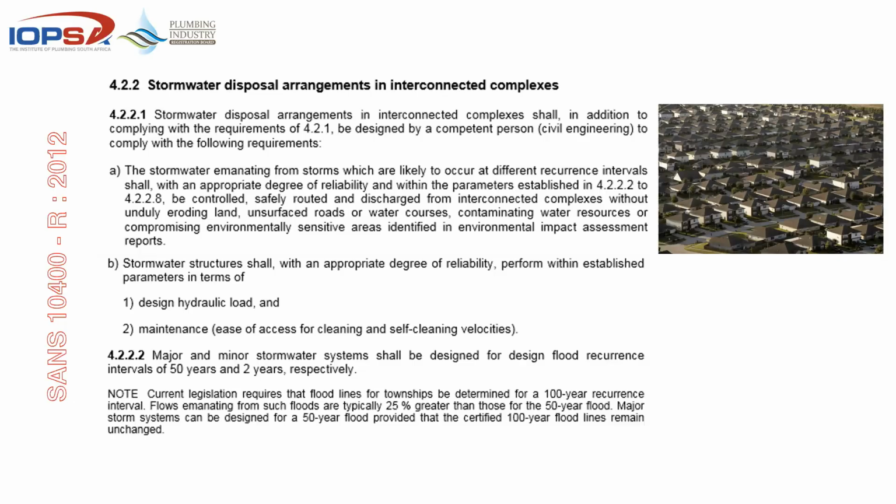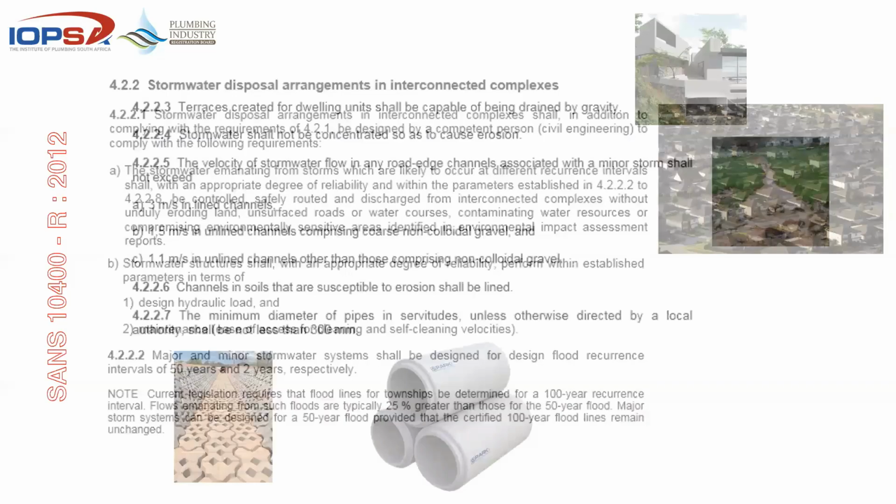So stormwater structures, when designed, shall be of an appropriate degree of reliability. In other words, we want a solid setup. Perform with established parameters in terms of hydraulic load. In other words, if you have 10 hectares, you can't just have a 300 millimeter pipe to drain that site. We need to be able to drain into that system, knowing that whatever water or hydraulic load is going to be put on that will actually be in place. We also need to make sure that we have the maintenance bit covered. I'm not going to touch on the actual calculations of those flood zones.